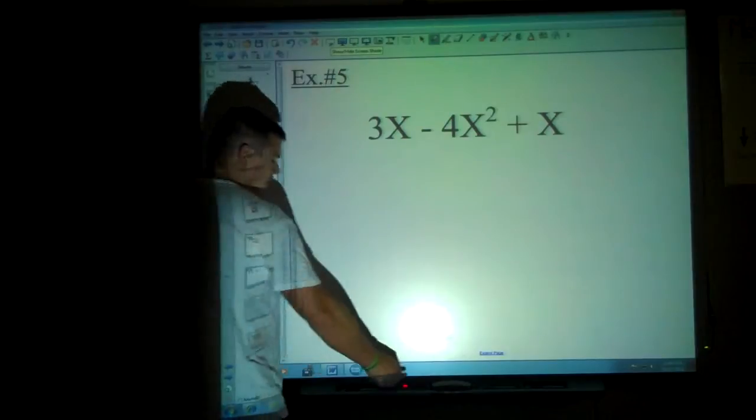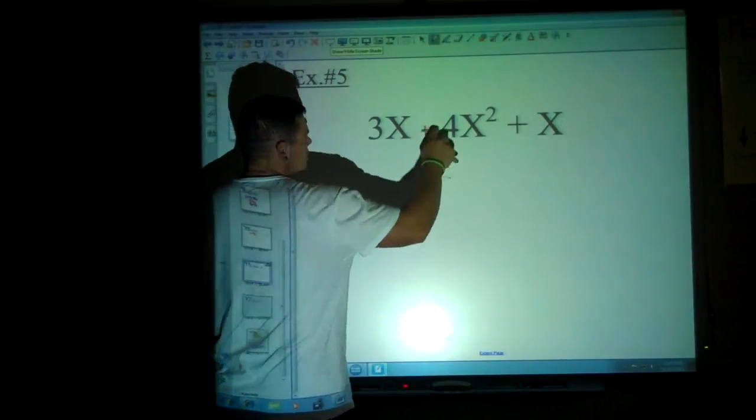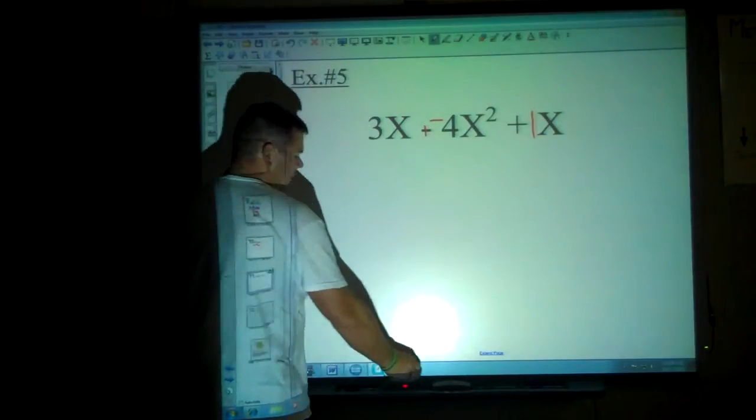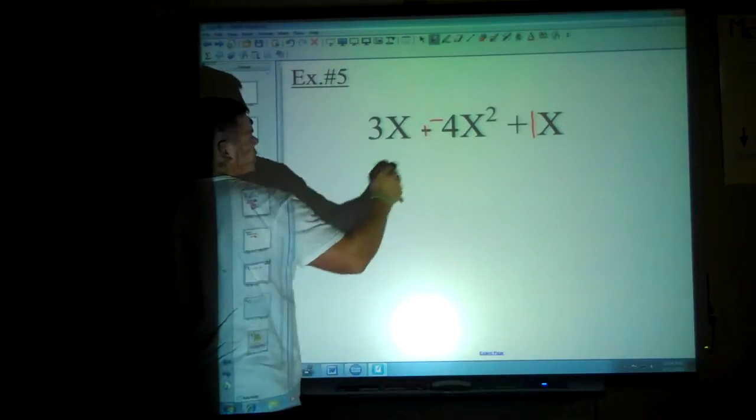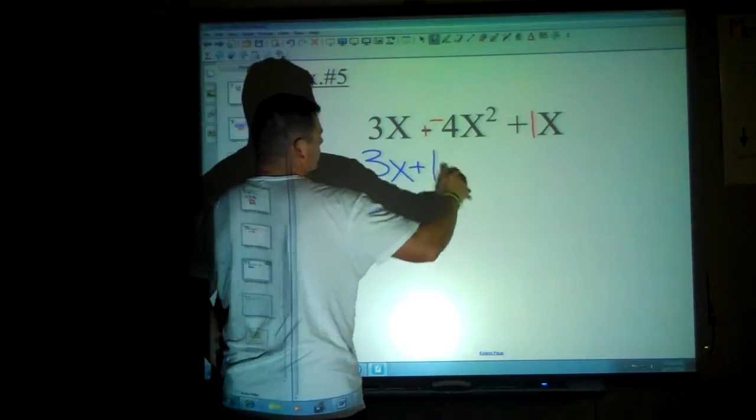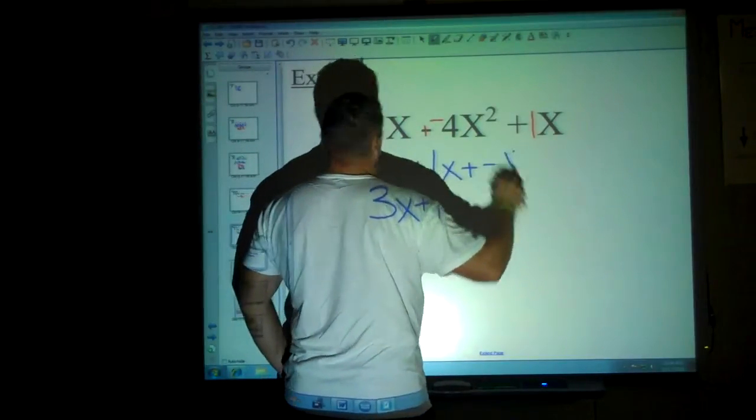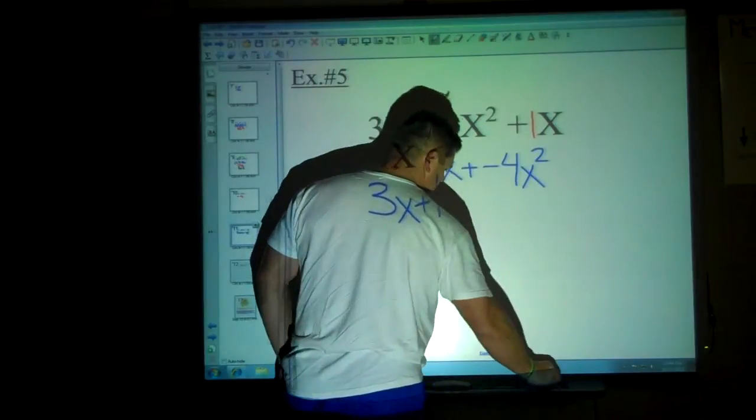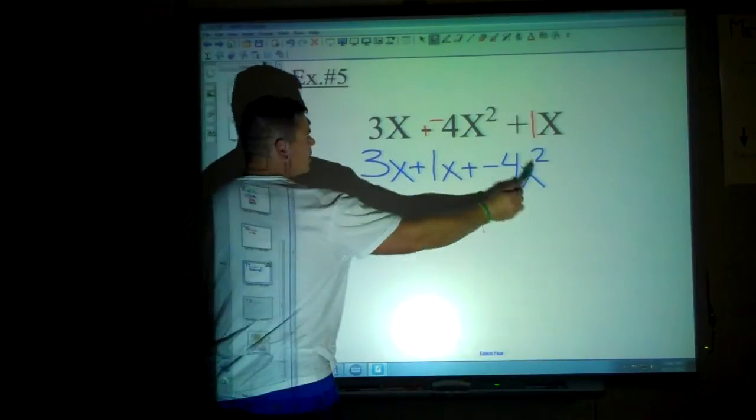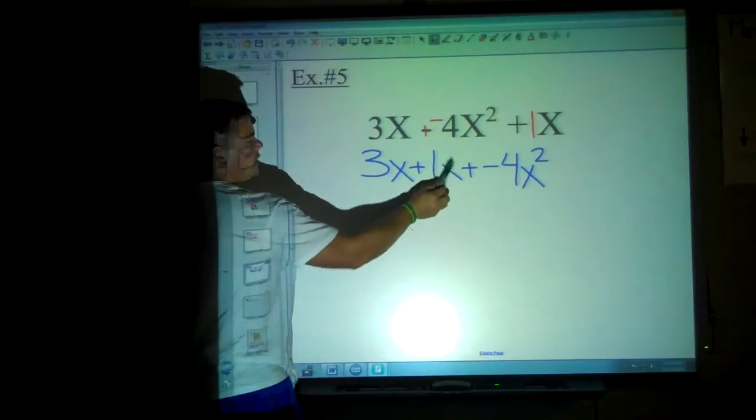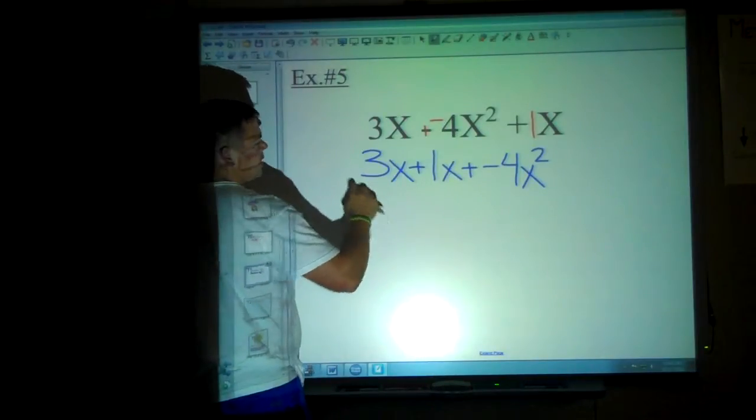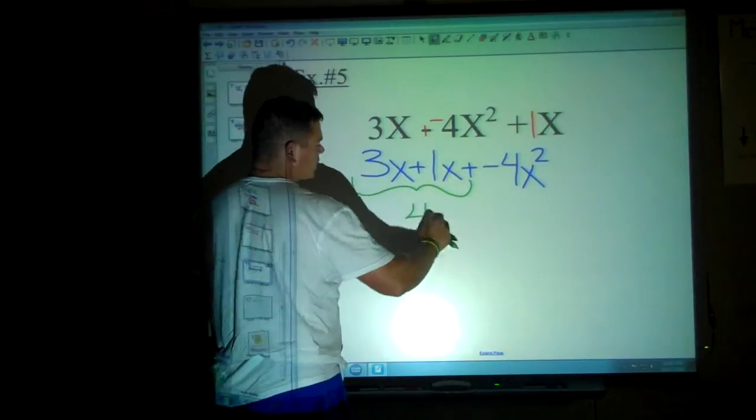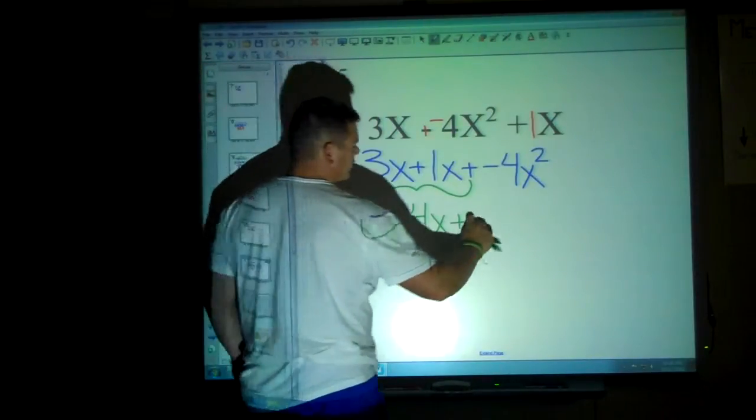Okay? Here's another example of changing plus the opposite, and when you just have a variable alone, putting a 1 in front of it is nice. Now that it's addition, 3x plus 1x plus negative 4x squared. They are not all like parts. This one has an exponent of 2, but these two do not have the exponent of 2. So these are the like parts. 3x and 1x make 4x plus the negative 4x squared.